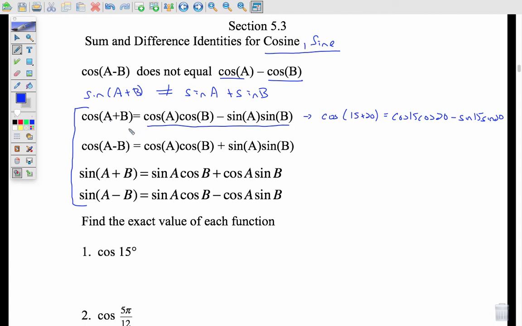What I would note here is, at least in my mind, the operations are opposite of what you'd expect. Notice we have a sum here, but we're subtracting our two products. We have a difference here, difference of cosine, but we're adding the two products. So same pattern, different operations in between. Then we have the same idea down here for sine of A plus B: sine of A cosine B plus cosine A sine B, and sine of A minus B: sine A cosine B minus cosine A sine B.